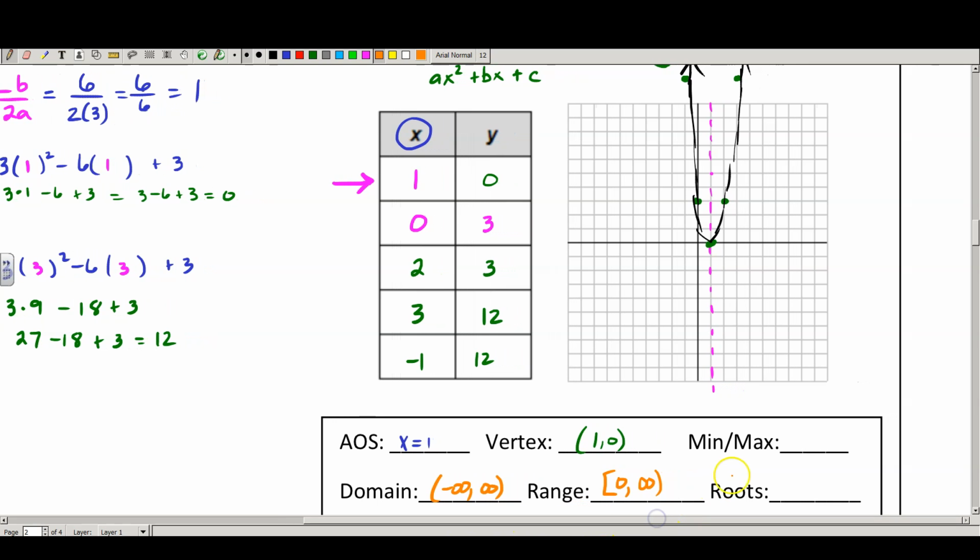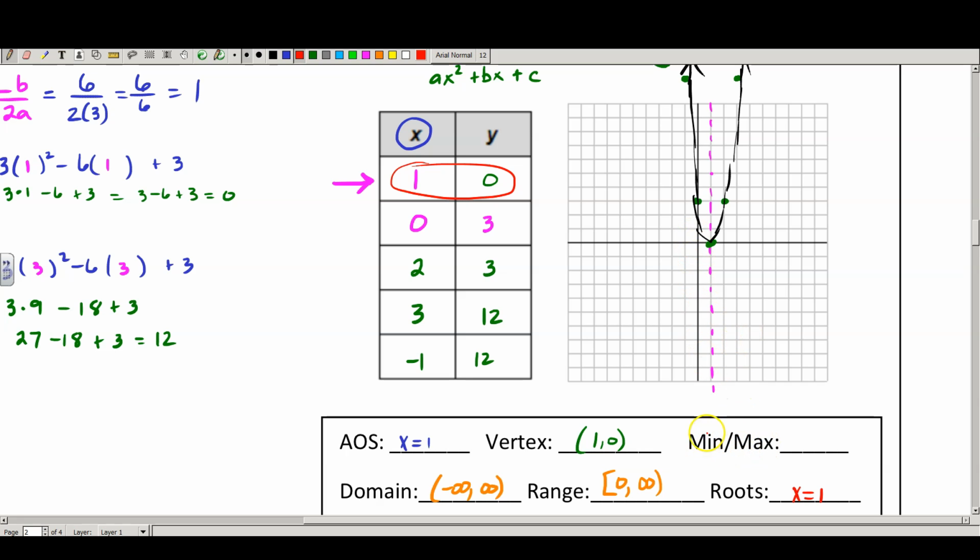The roots, remember, the roots is basically another word for the x-intercepts of this graph in this context. So the only x-intercept that we have happens to be the vertex. So there happens to just be one root, or I should say x-intercept, in this problem, and I'm just going to say the root here is at x equals 1, right? x equals 1 is where we have an x-intercept, and that's where the y value is equal to 0.